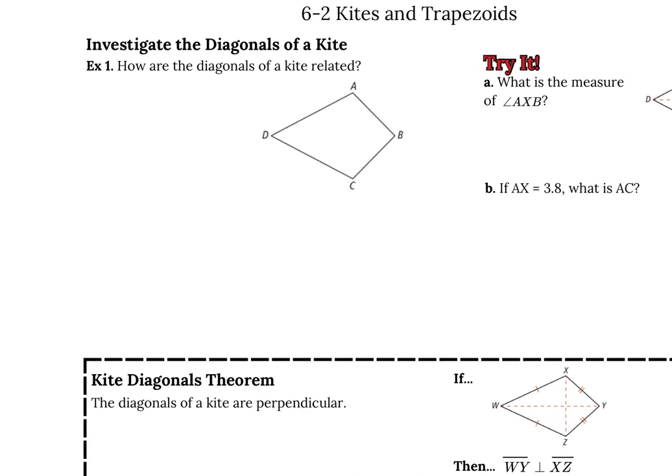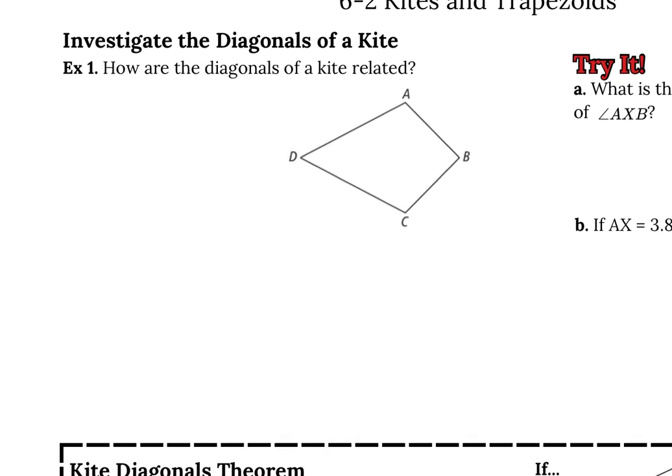6-2 kites and trapezoids. All right, example 1, how are the diagonals of a kite related? Okay, so first thing we want to do is create the diagonals. So I want to create my diagonals.